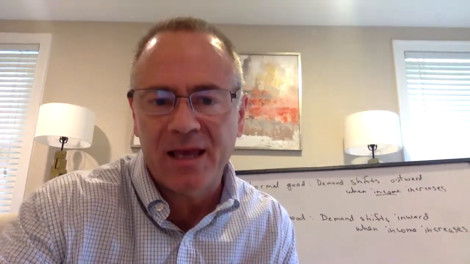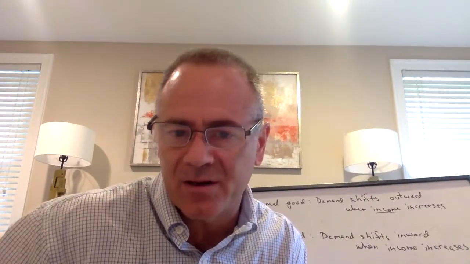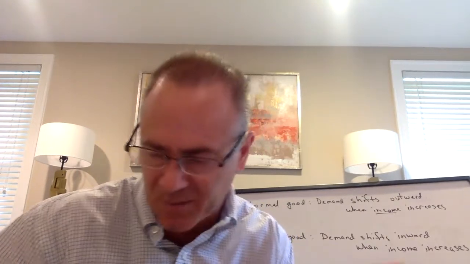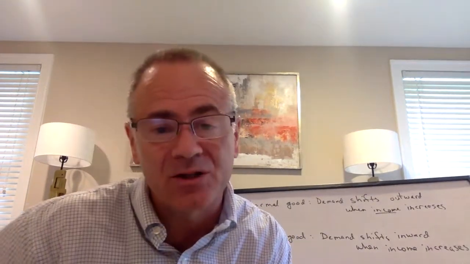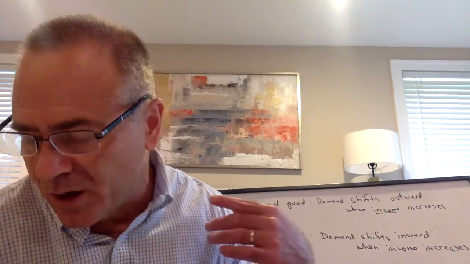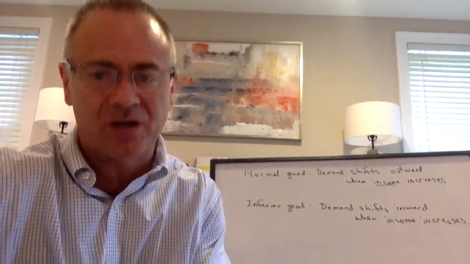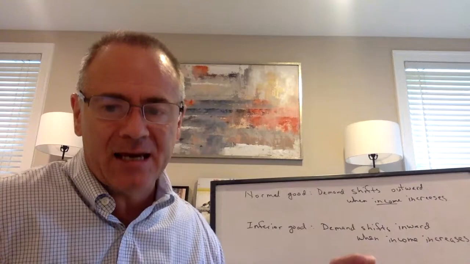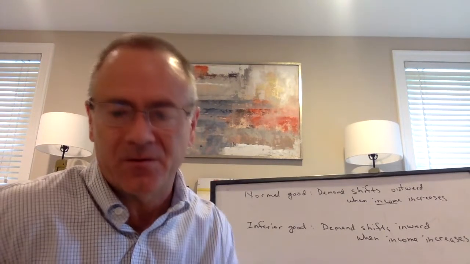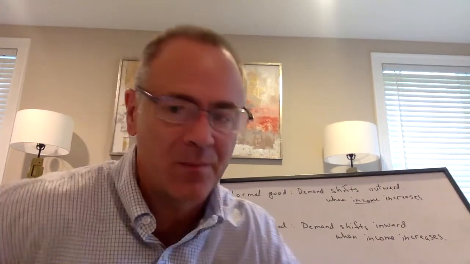I want to explain a couple of terms that I think may not have been crystal clear from the book's examination, or just something I want to emphasize about these terms. This is the notion of a normal good versus an inferior good. Here I've given the definition. A normal good is a good for which demand shifts outward when income increases. An inferior good is one for which demand shifts inward when income increases.